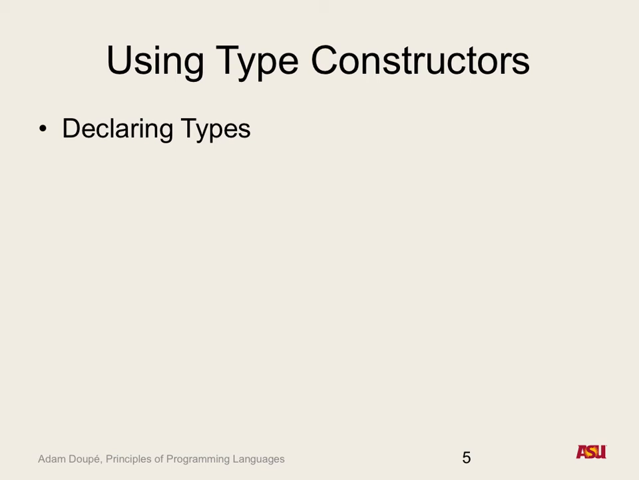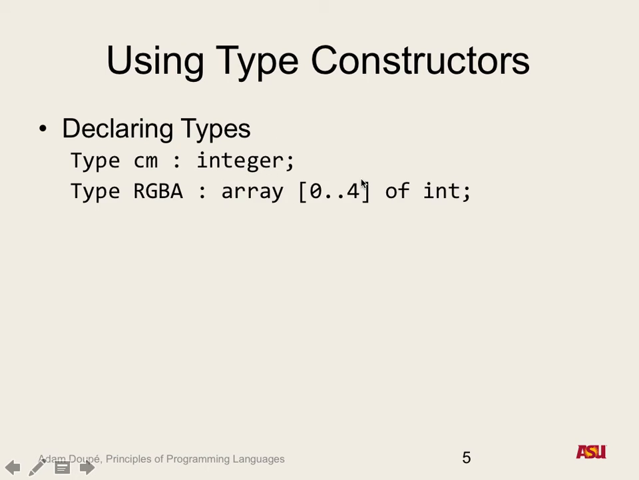So in our language, we're going to declare types similar to this. So this is declaring a new type centimeter, or just cm, right, which is defined as an integer. Are we good with that? New name on the left. The type that this type is defined as is on the right. Cool. We can also define things like RGBA.